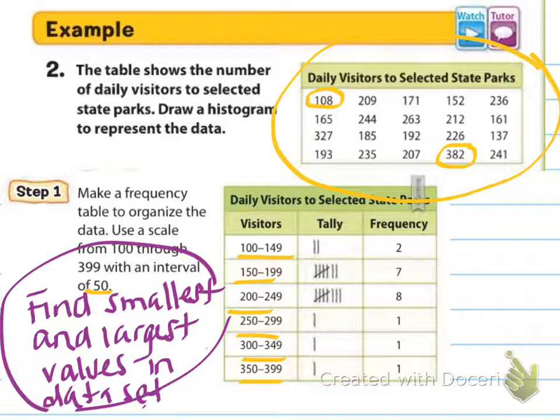So I'm just going to go through what they've already done for us. You just tally up, tick mark all the ones that you have. You have 108, so that's in this range. 209, that would be down here. 171, that was over here. 152, right there. 236, right here. And you keep going until you're done, and then add them all up, and that's how you get your frequency side. And then you've got your frequency table. So making our wonderful frequency table isn't so bad.